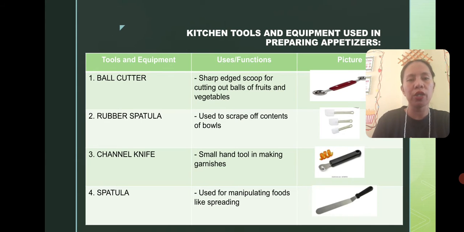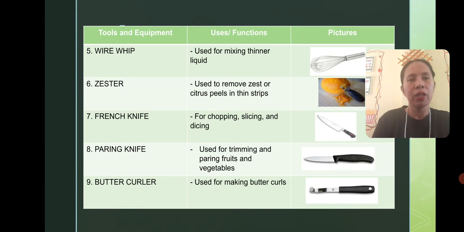Second, rubber spatula. It is used to scrape off contents of bowls. Channel knife, a small hand tool for making garnishes. Spatula, used for manipulating foods like spreading. Wire whip, used for mixing thinner liquid. Zester, used to remove zest or citrus peels in thin strips. French knife, for chopping, slicing, and dicing. Paring knife, used for trimming and paring fruits and vegetables.